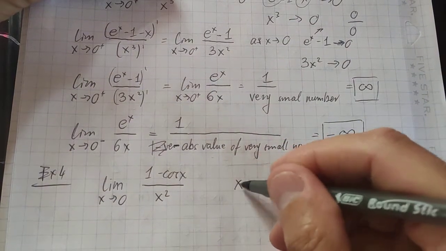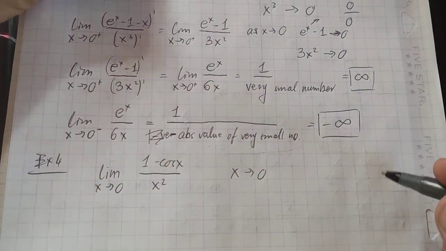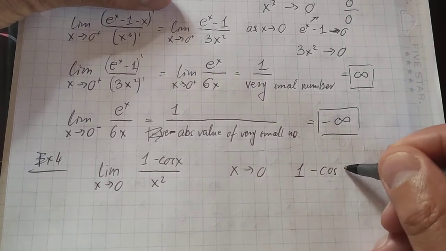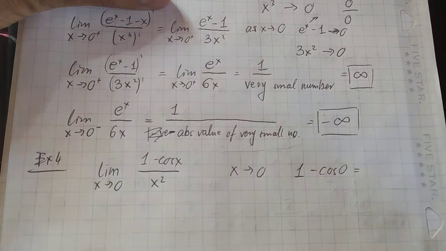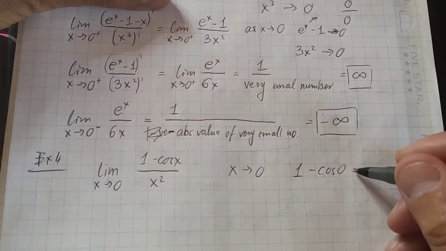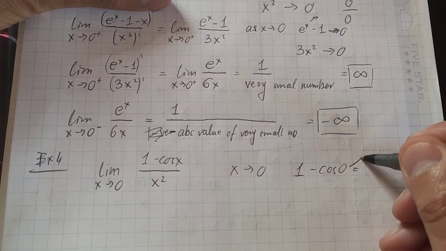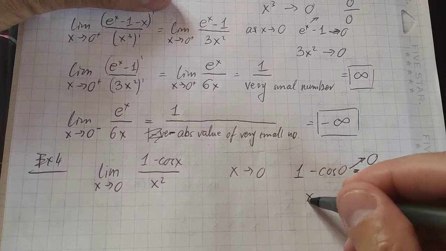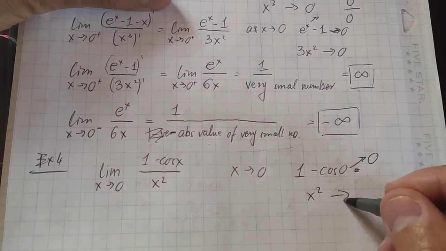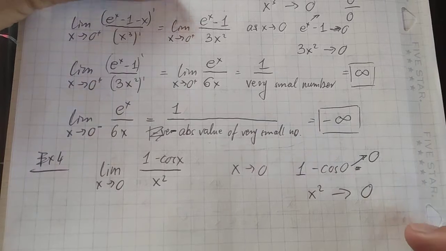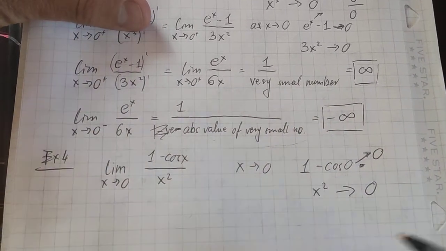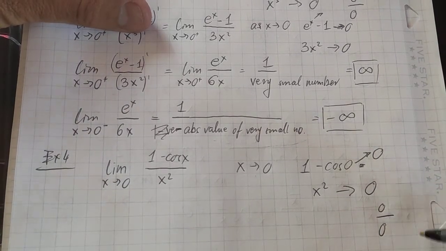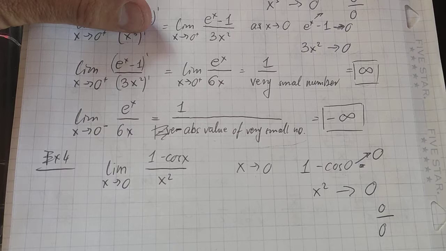So as x is going to 0, then I have 1 minus cosine of that 0. Cosine of 0 is 1, so 1 minus 1. So this whole thing approaches 0. And then x squared, of course, if x approaches 0, then x squared approaches 0 as well. Okay, so we have our indeterminate form of 0 over 0, and we can apply L'Hopital's rule.